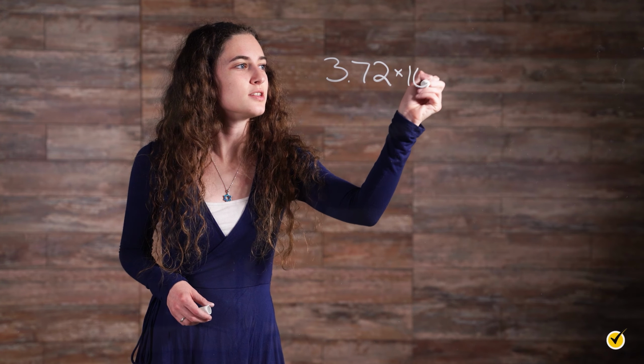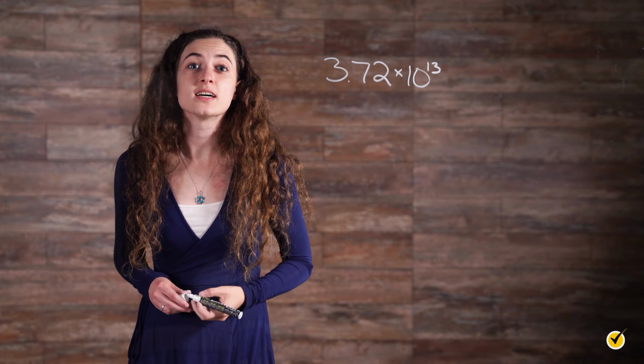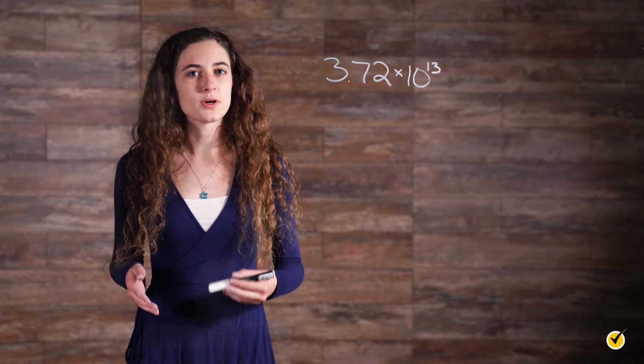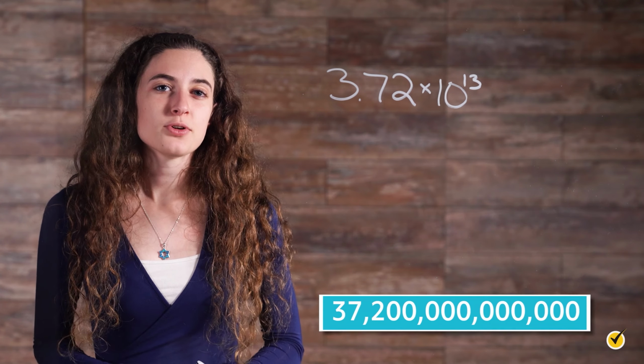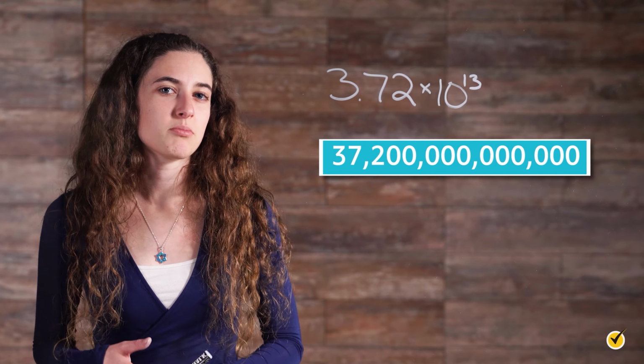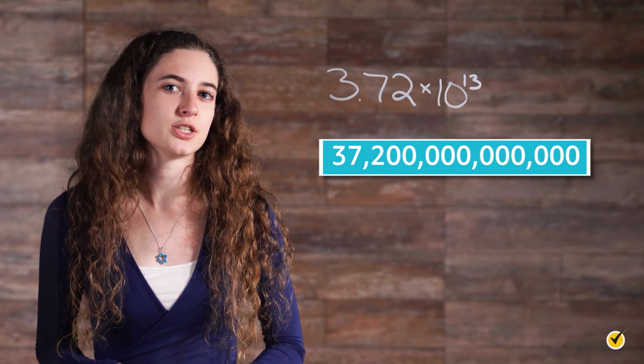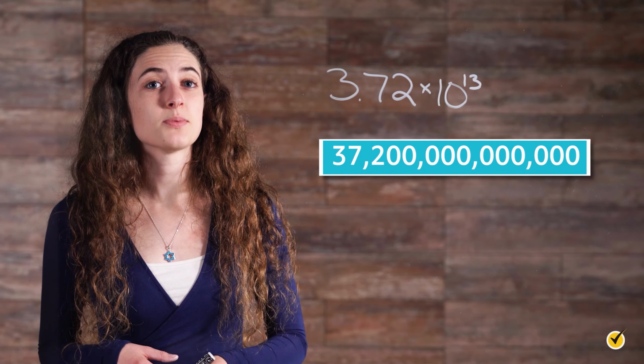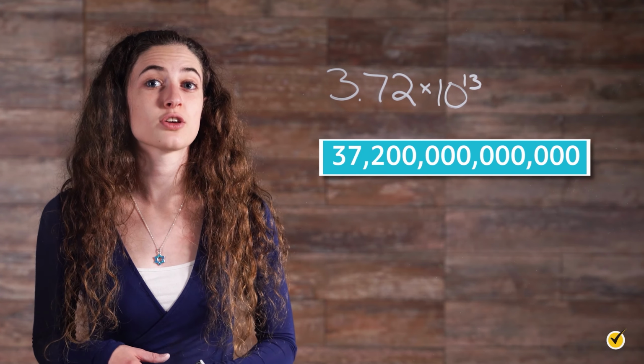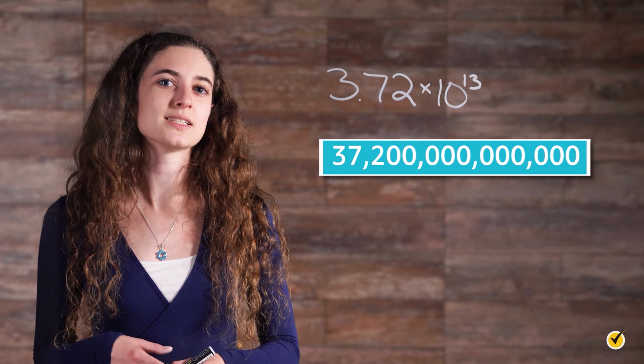On average, there are 3.72 times 10 to the 13th cells in a human body. Express this number in standard form. The exponent 13 tells us that we have 13 numbers after the decimal, which gives us 3.72 followed by 11 zeros. If we multiply this by 10 13 times, we see that there are 37.2 trillion cells in the human body. So now we know how to write large numbers using scientific notation, but what about small numbers?